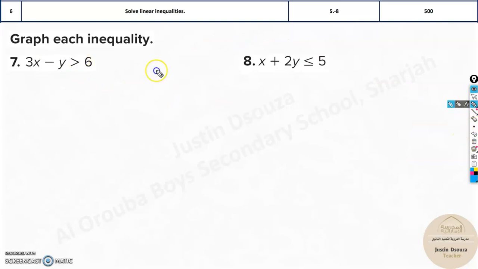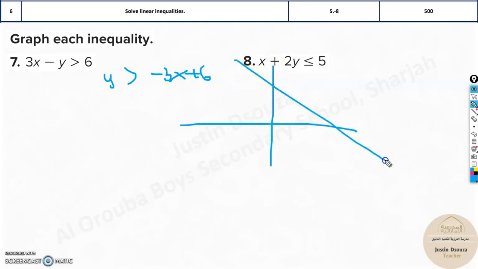Same way, let's do this over here. Y will be greater than minus 3x plus 6. So the graph will be going downwards and the intercept would be at 6. And make sure it's y is greater than, so it's a dotted line. And then check what is it? Upwards, right? So all the solution region is upwards. So that is the answer.